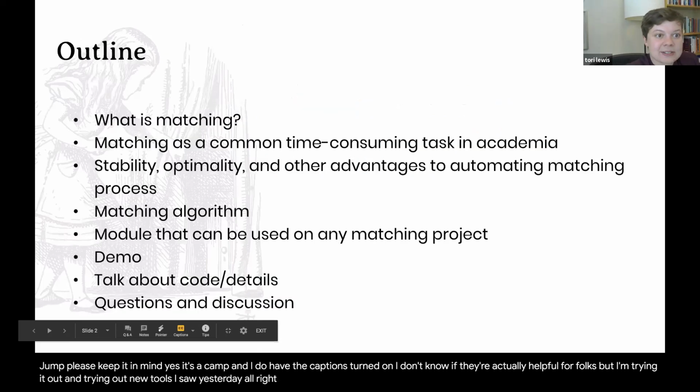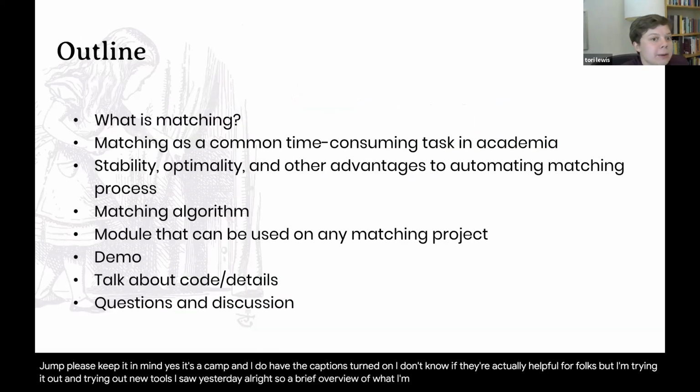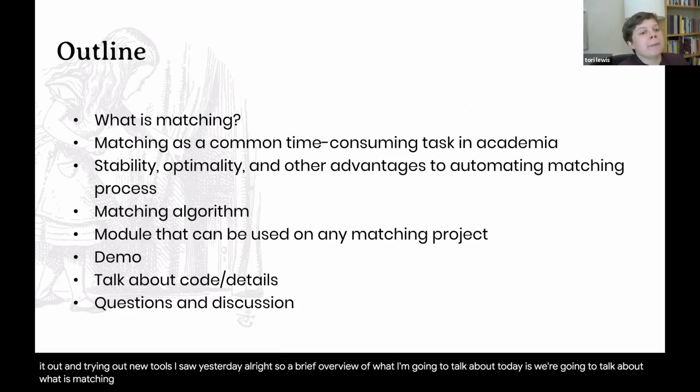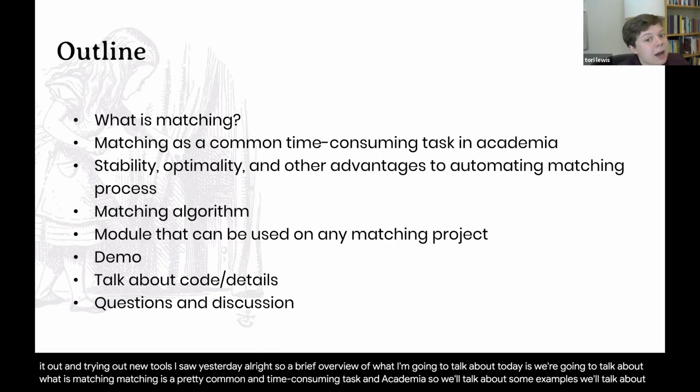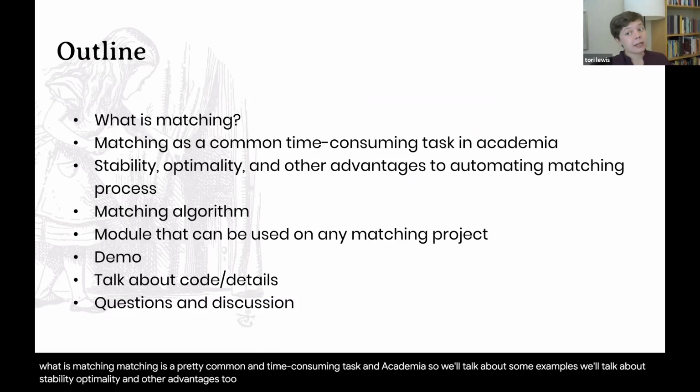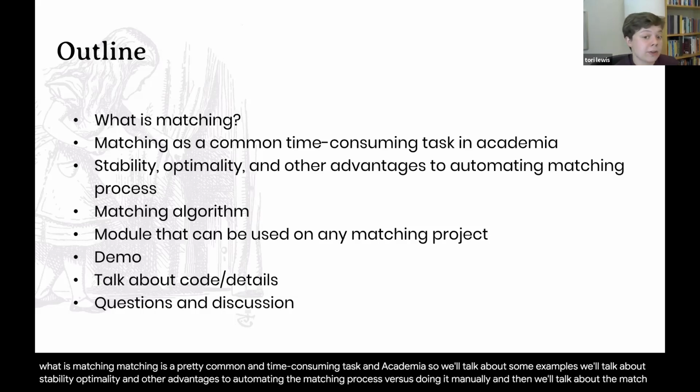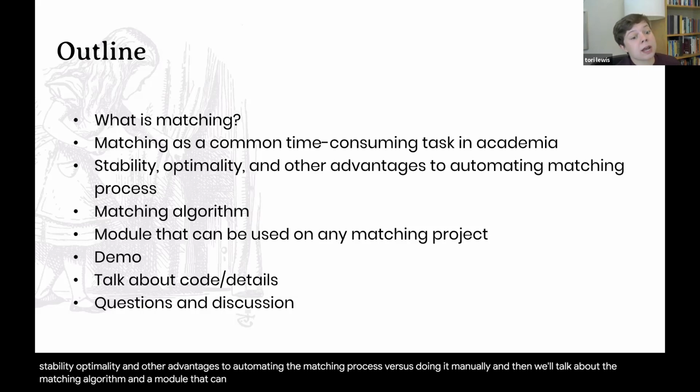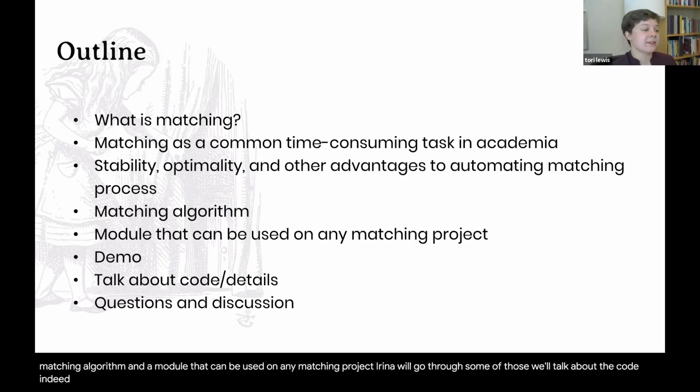All right. So a brief overview of what I'm going to talk about today: we're going to talk about what is matching. Matching is a pretty common and time-consuming task in academia, so we'll talk about some examples. We'll talk about stability, optimality, and other advantages to automating the matching process versus doing it manually. And then we'll talk about the matching algorithm and a module that can be used on any matching project. Irina will go through some of those more technical details and do a demo, and we'll talk about the code and details and then open up for questions and discussion.